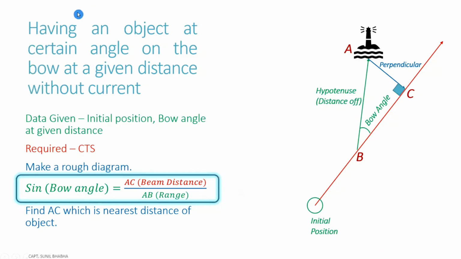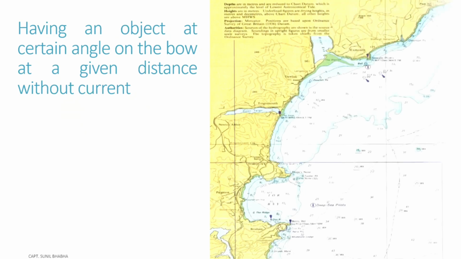Now once the beam distance or nearest distance is known, then we can go on to our chart and start the plotting. So let's move on. Let's open up the chart of the area. So we have the chart on our screen now. The object which is given to us in this particular question is the Straight Point lighthouse. You can see this lighthouse here. I have highlighted it.